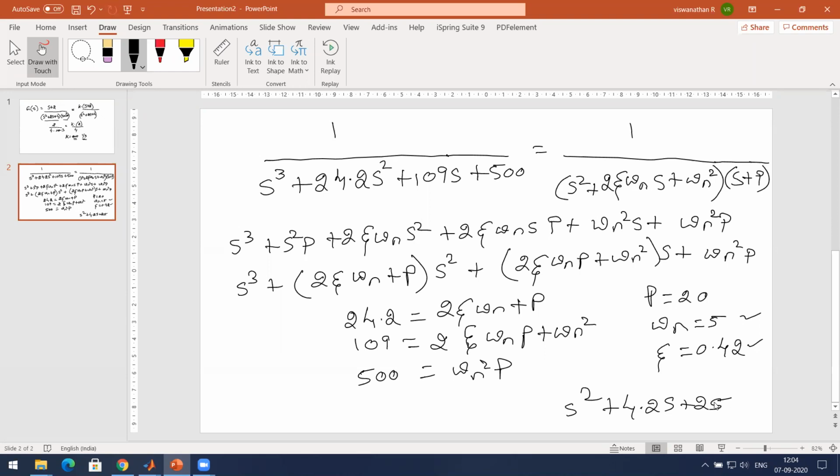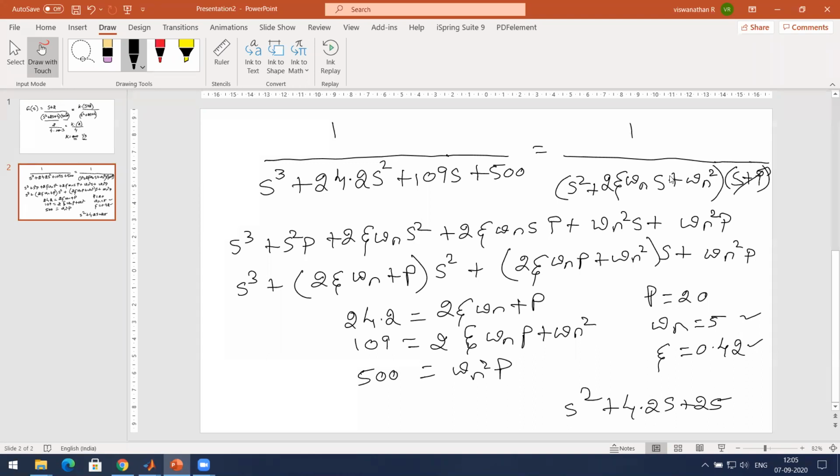Into s plus 27. Okay, this is what you are removing, right? Yes, sir. You are removing this. P is equal to 20, so it will be very far. So s is equal to minus P, so minus 20 is very far from the imaginary axis. So we'll assume that. And s square plus 4.2s plus 25.